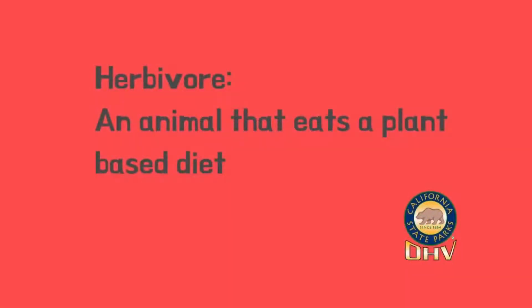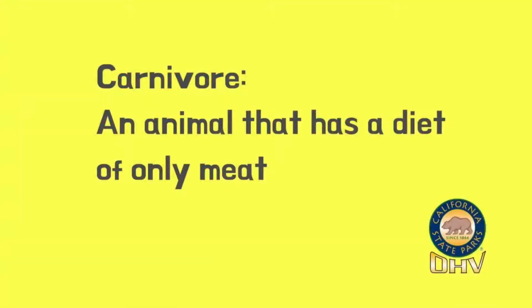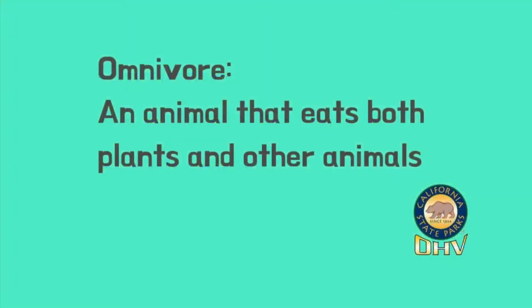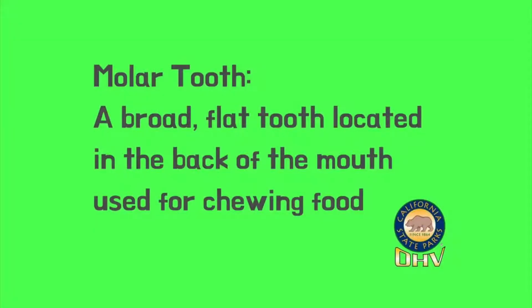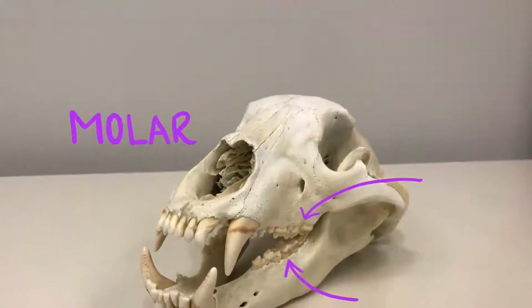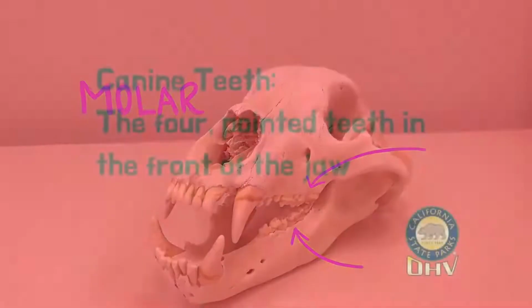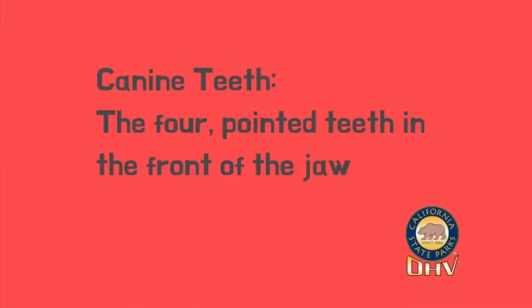Our first word is herbivore. Herbivores are animals that eat a plant-based diet. Carnivore, an animal that has a diet of only meat. Omnivore, an animal that eats both plants and other animals. Molar tooth, a broad tooth located in the back of the mouth used for chewing food. Canine teeth, the four pointed teeth in the front of the jaw.